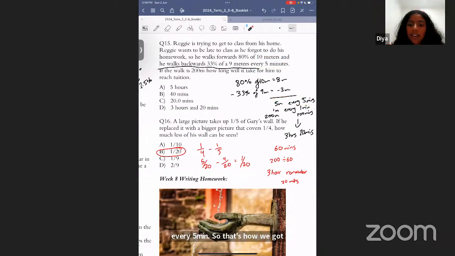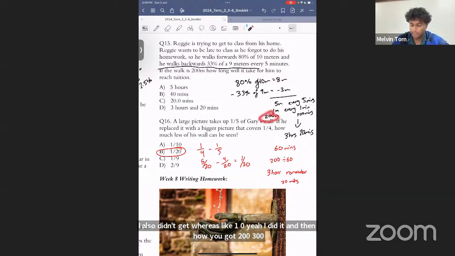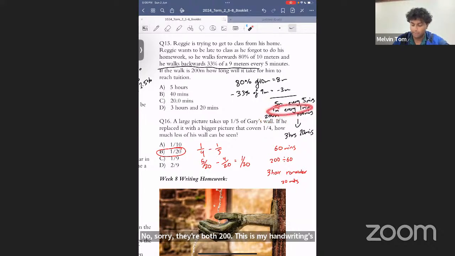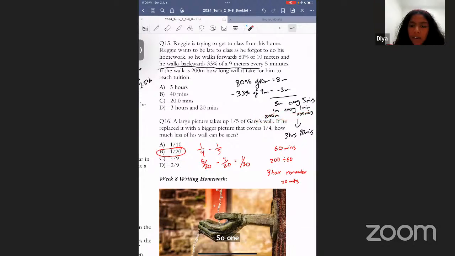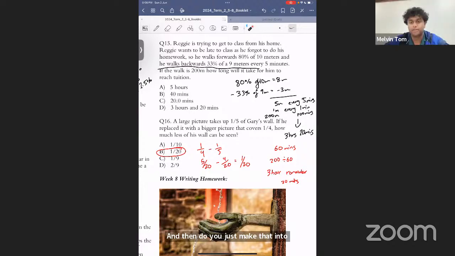And I also didn't get where it's like 1. Oh yeah, I did that. And then how you got 200 and 300? No, sorry, they're both 200. It's just my handwriting's bad. So 1 minute every 1 minute, 200 meters every 200 minutes. And then do you just make that into hours? Yep, that's it. Okay, thank you, Melvin.